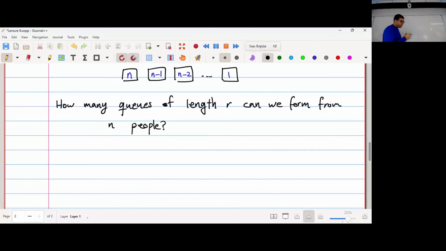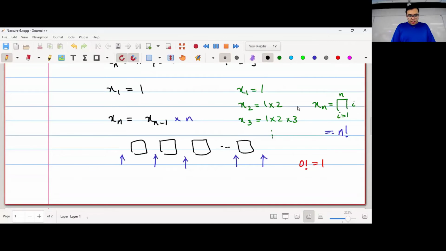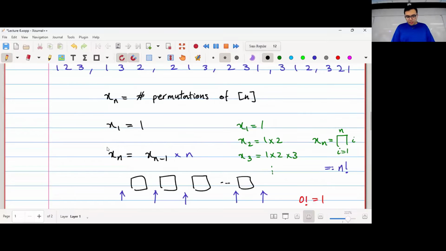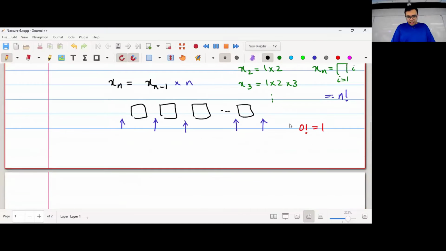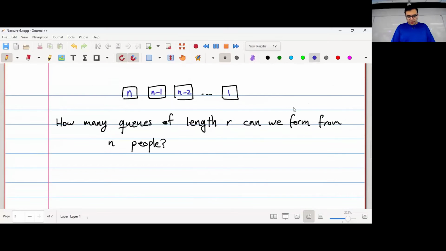So now I have n people. I want to keep only r of them, and I want to discard n minus r of them, and then I want to put these r people into a queue. And the question is, how many different ways do I have to do that? Okay, now I can try something similar to here, and let's see what I get.